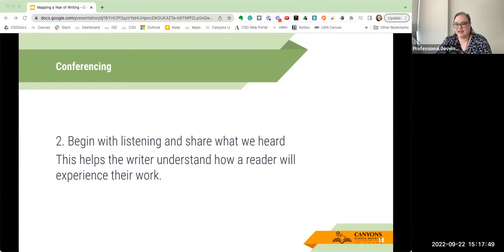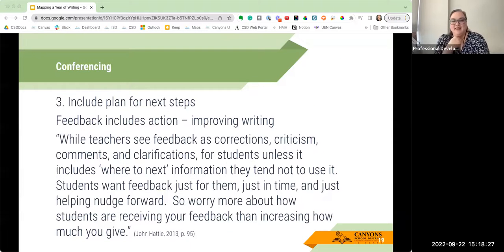Next, begin with listening. We're going to listen to the students about what they want, what they hear, what they're trying, and then we're going to tell them what we hear. They give sentence frames in the book, but this helps the writer understand how, as a reader, we're experiencing their work. If a student shares a narrative with me and I have lots of questions about the character or where or how this is taking place, that tells the writer that they probably need to make some corrections and revisions around the character development. Okay, then you always make a plan for a next step.